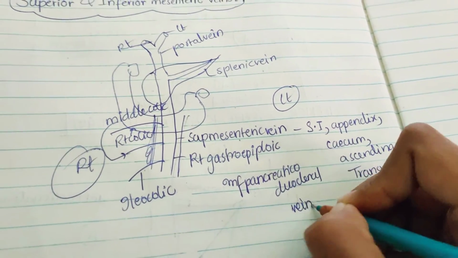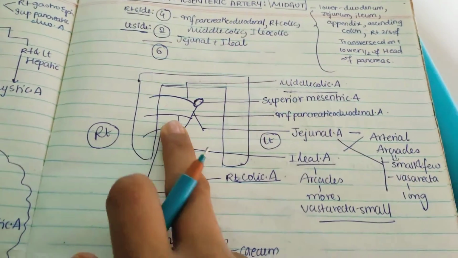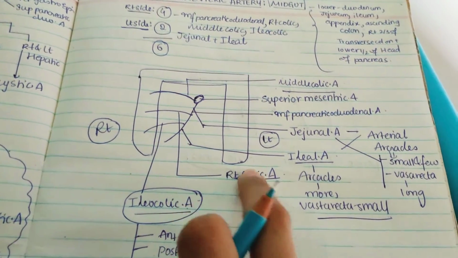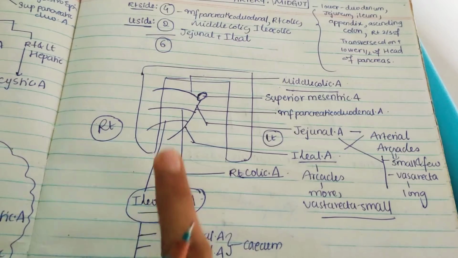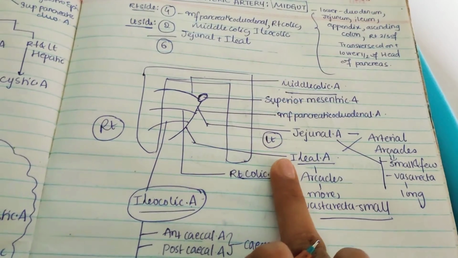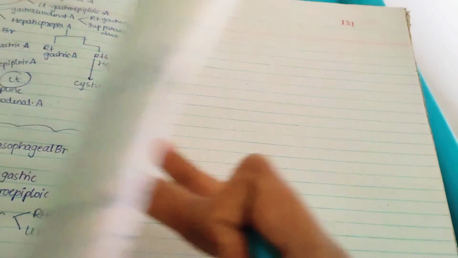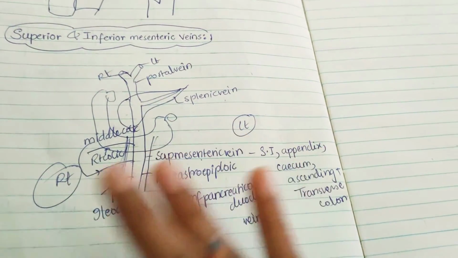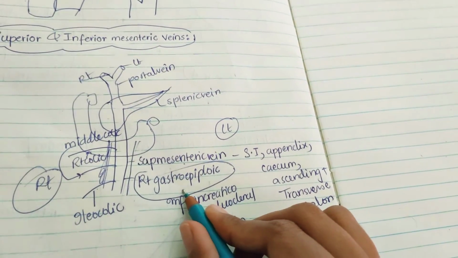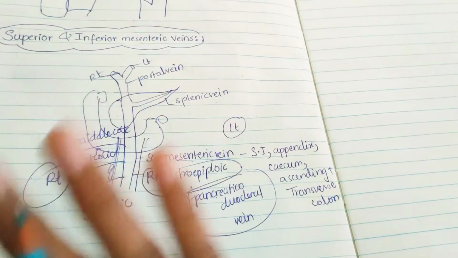You will understand it more clearly if you see my superior mesenteric artery branches. The first is the middle colic artery, so instead of artery put vein. Next is the right colic artery, then the ileocolic artery, and the other branches inferior pancreaticoduodenal, jejunal, ileal. Instead of all these names, remove the word artery and put vein. All the superior mesenteric artery branches are tributaries of the superior mesenteric vein, and also add these two extra, the right gastroepiploic vein and the inferior pancreaticoduodenal vein. So this is about the superior mesenteric vein.